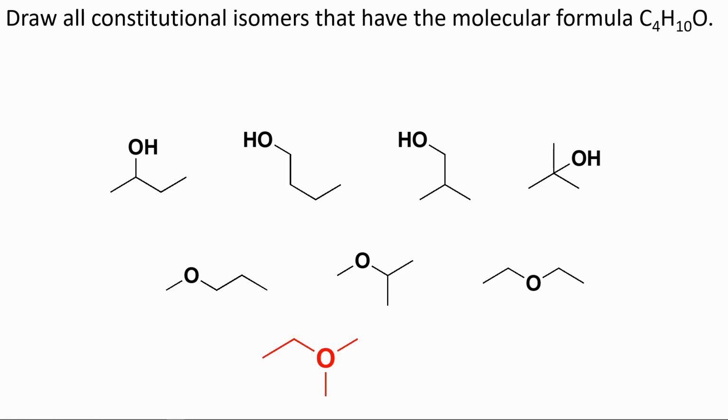Maybe somebody has come up with this as one of their potential examples, and this is incorrect because we're breaking one of the rules. Oxygen is divalent, neutral oxygen is divalent, so this oxygen is forming 3 bonds, and so it will not exist in its neutral form.